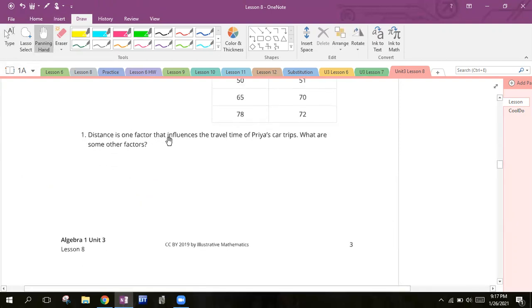It says distance is one factor that influences travel time of Priya's car trip. What are some other factors? Okay, so I want you to imagine you're driving from West Side and you're driving across town in school traffic. What are some things that can affect it? We already know the distance. We're driving across town. That's going to affect how long it takes us because it's going to take us a specific amount of time to get there, right? But what are some other things that could influence it? Maybe stops that we have to make along the way.